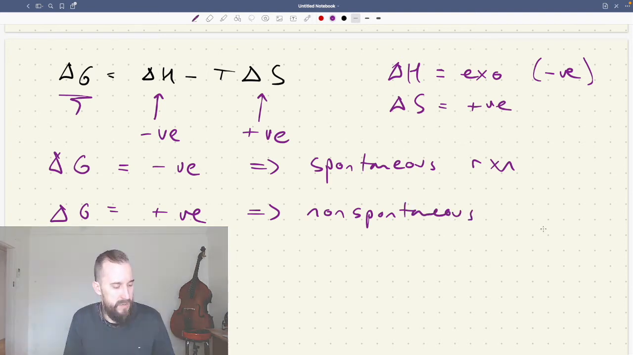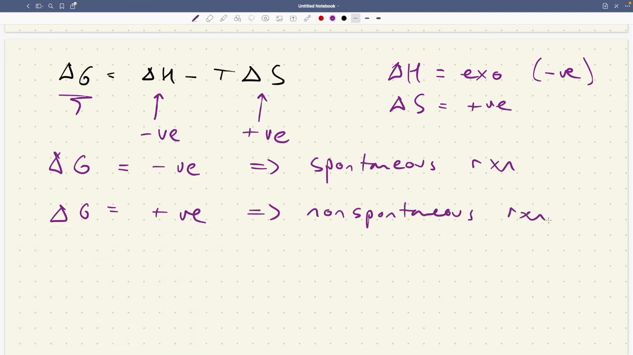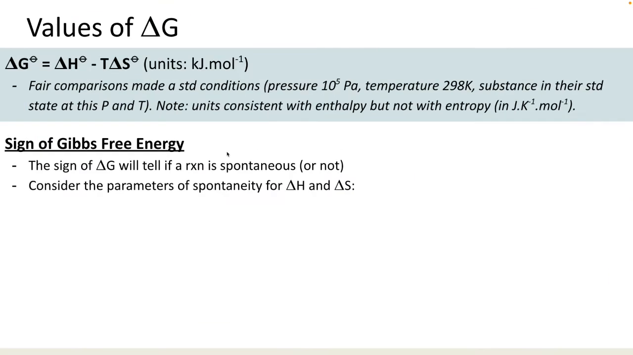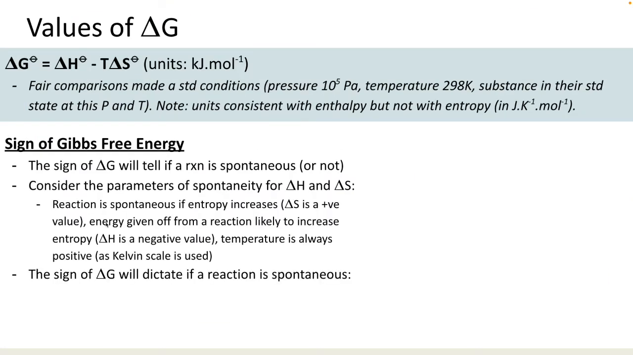Spontaneous reaction. Now again, you can use the word feasibility as well. I've just gone back to saying spontaneous, but feasible or non-feasible as well. A reaction is spontaneous if entropy increases, so a positive delta S value, and we know that exothermic reactions are likely to increase entropy as well, so if delta H is a negative value.